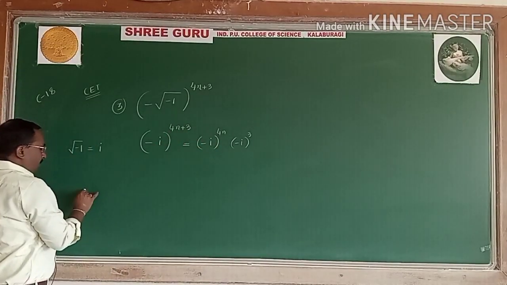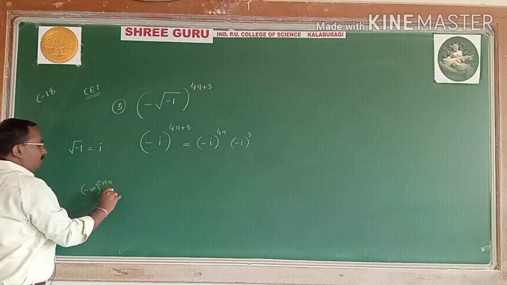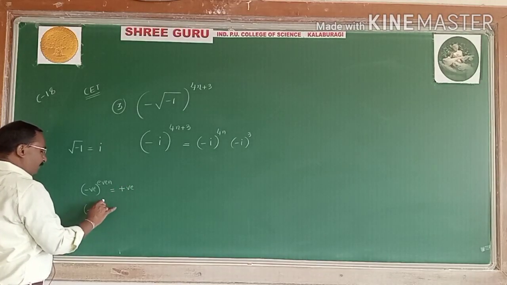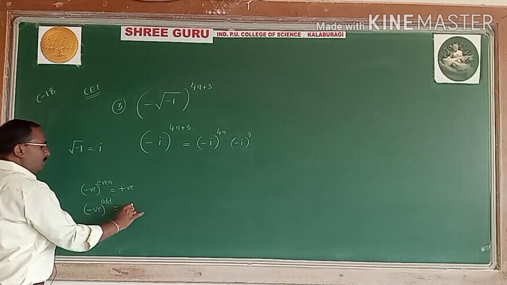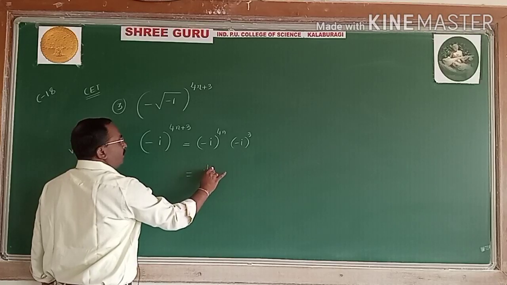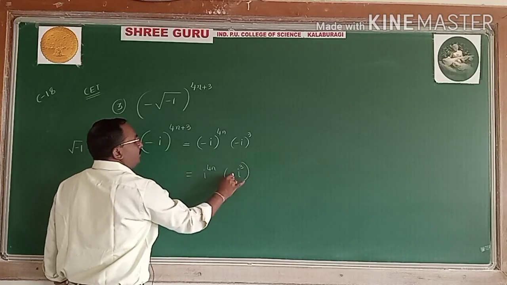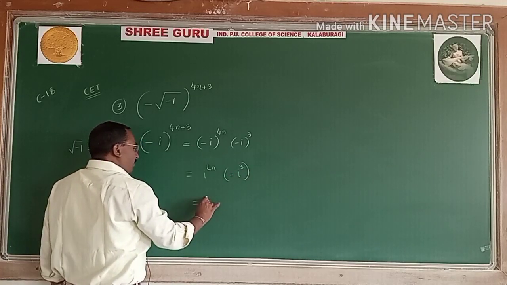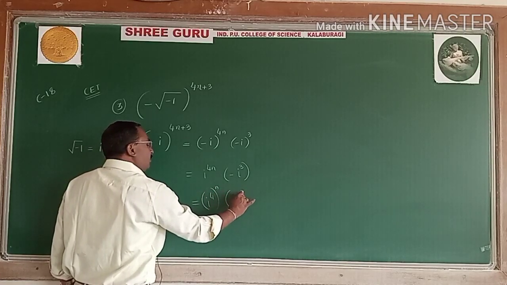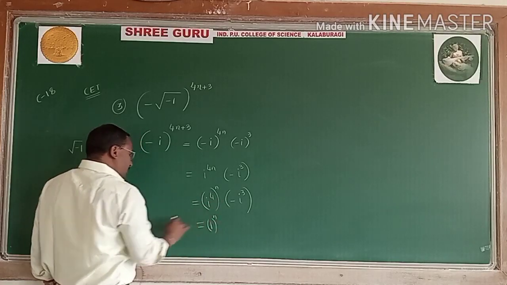Negative to the power even is always positive, negative to the power odd is always negative. Here we have i to the power 4n, minus i cube. The negative is present: (i to the power 4) to the power n, minus i cube. i to the power 4 is 1, i to the power 4 is always 1.